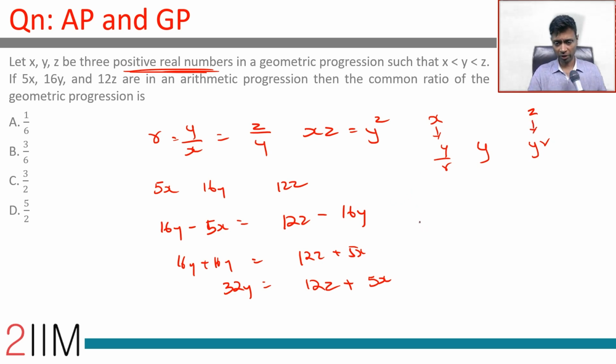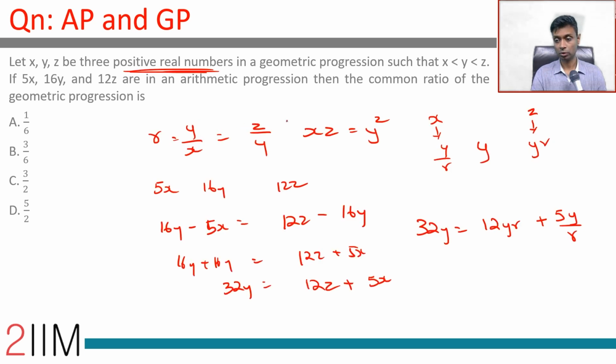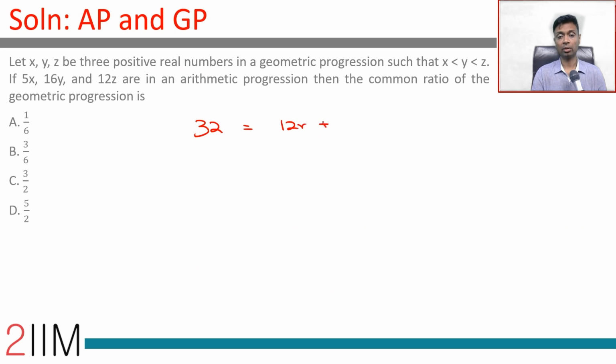So we can simplify this. We can say 32y equals 12yr plus 5y by r. Cancelling y, we'll get 32 equals 12r plus 5 by r. Multiply by r, 32r equals 12r square plus 5. 12r square minus 32r plus 5 equals 0.